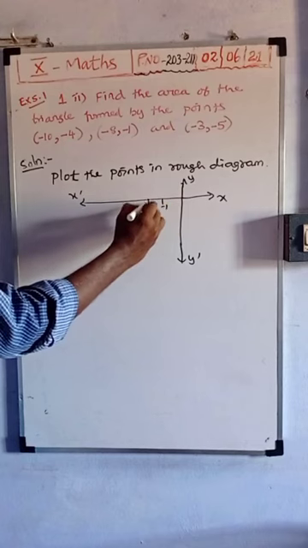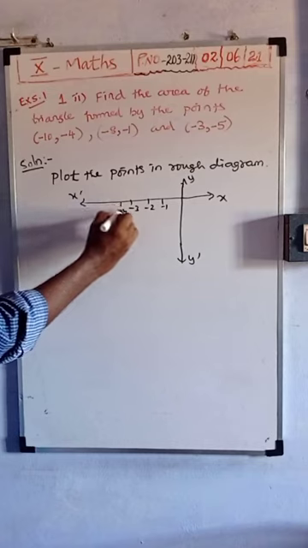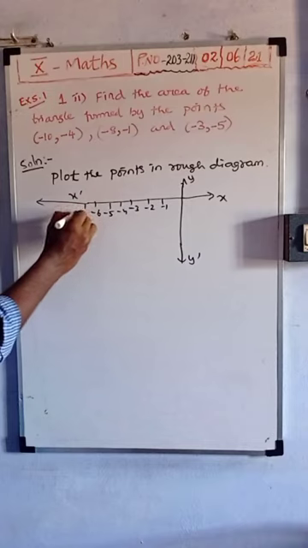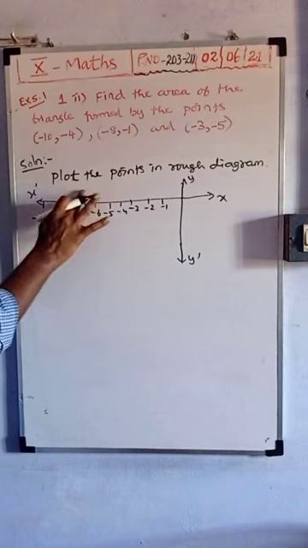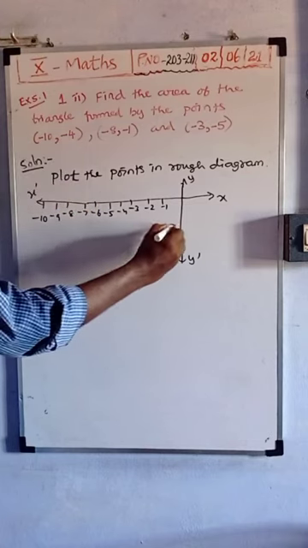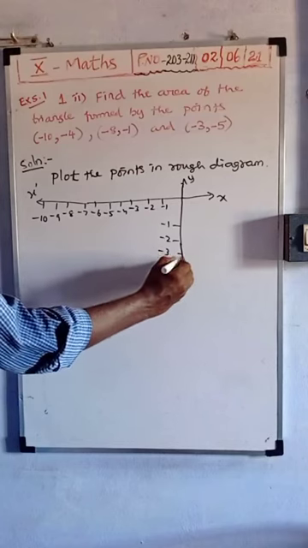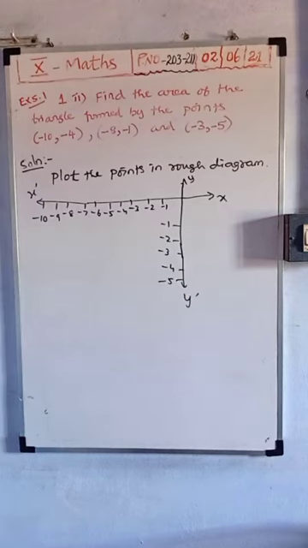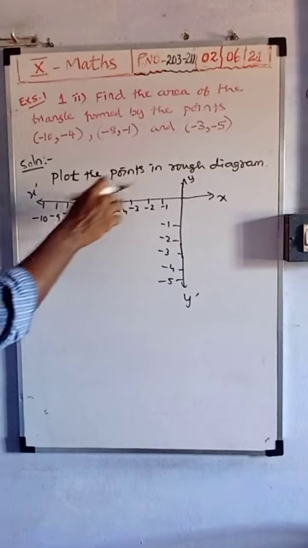Now here -1, -2, -3, so here -10 up to -10. -5, -6, -7, -8, -9, -10. This is x dash. Then for y coordinates, the highest is -1, -2, -3 up to -5 is enough. So -4, -5. This is y dash. Now you should plot the points first. Properly you want to draw the line. Without using a ruler I have drawn this, but you should draw using a ruler.